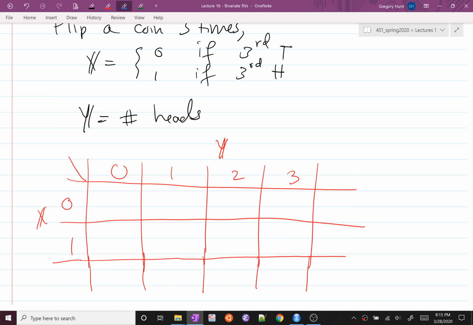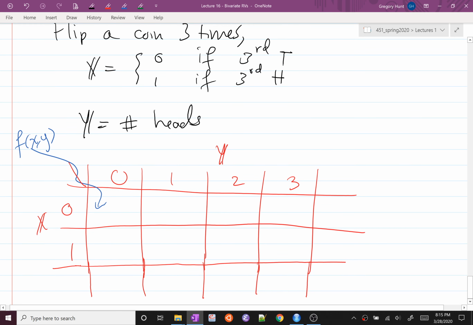and in each of these boxes I'm going to put f(x,y), the value of my joint PMF, the probability that we get this pair x and y. So what's the probability we get x is equal to 0 and y is equal to 0? That would be this box here. The probability that x is equal to 0 is that the third is a tails, and that the number of heads is 0. The number of heads being 0 means we flip 3 tails, so tails, tails, tails. That will occur 1/8.